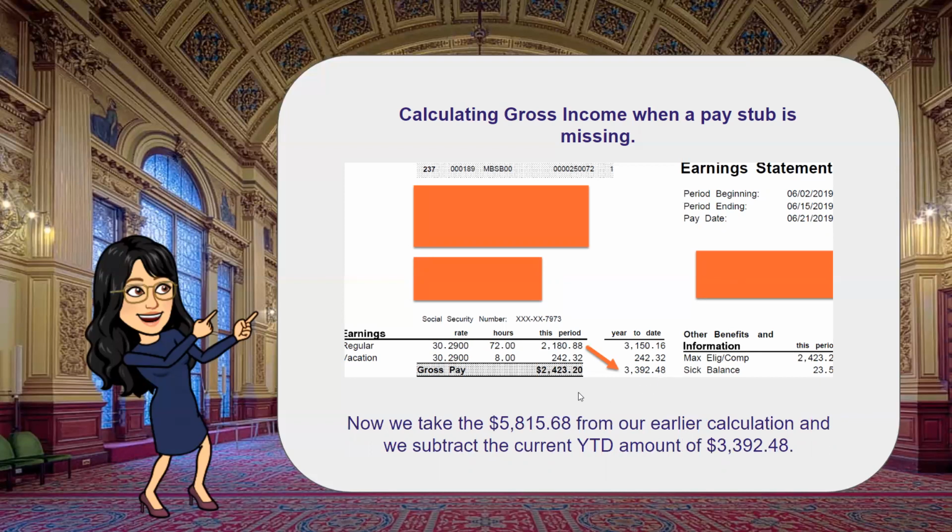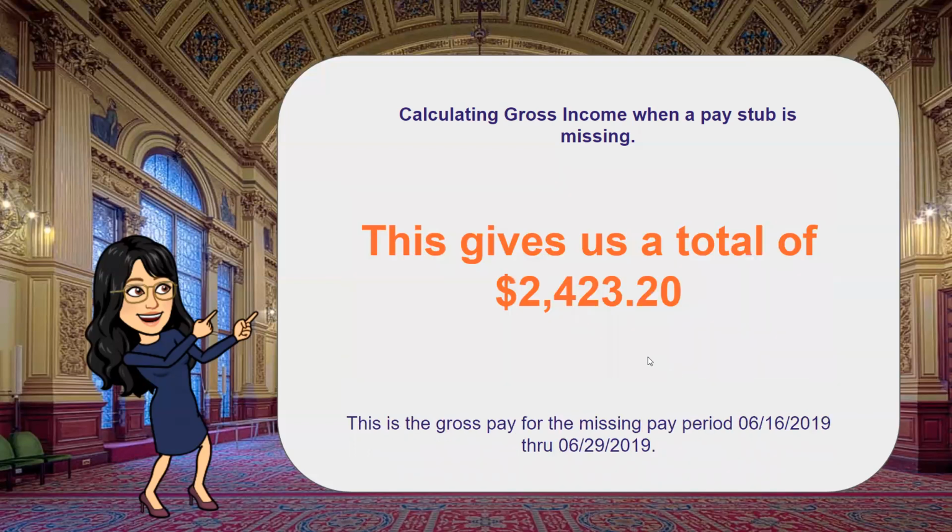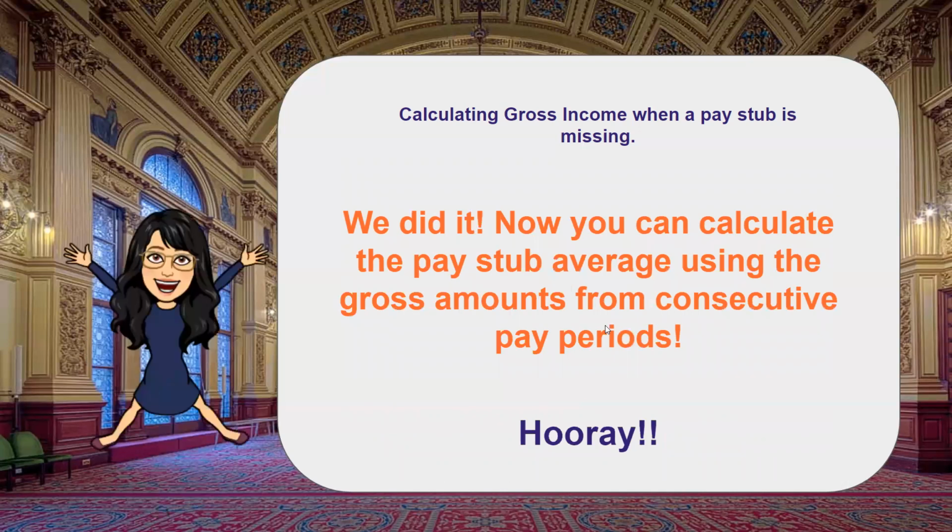Now we take the $5,815.68 from our earlier calculation, and we subtract the current year-to-date amount of $3,392.48. This gives us a total of $2,423.20. This is the gross pay for the missing pay period, June 16th to June 29th, 2019. We did it! Now you can calculate the pay stub average using the gross amounts from consecutive pay periods. Hooray!